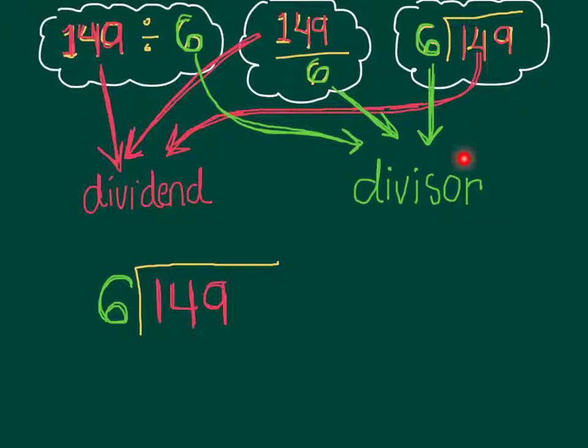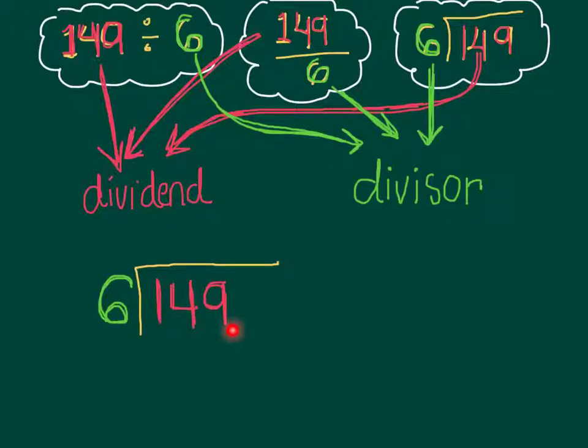These words will carry over into polynomial long division as well. The answer we get will be called the quotient. So the answer to a division problem is the quotient. So let's just look at how we would actually do this problem. So I've set up at the bottom 6 divided into 149, so it's 149 divided by 6.